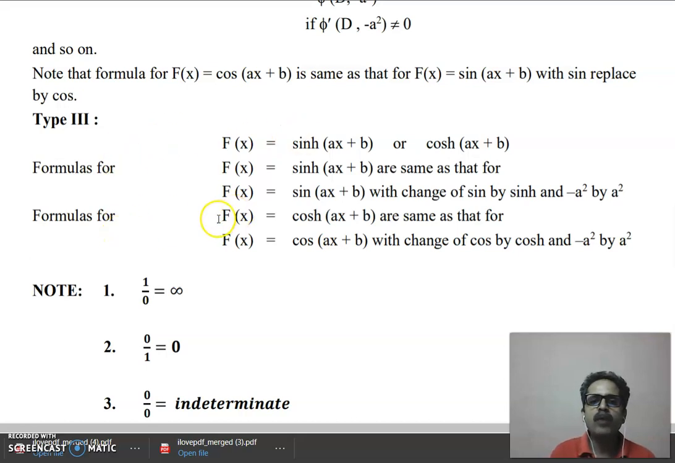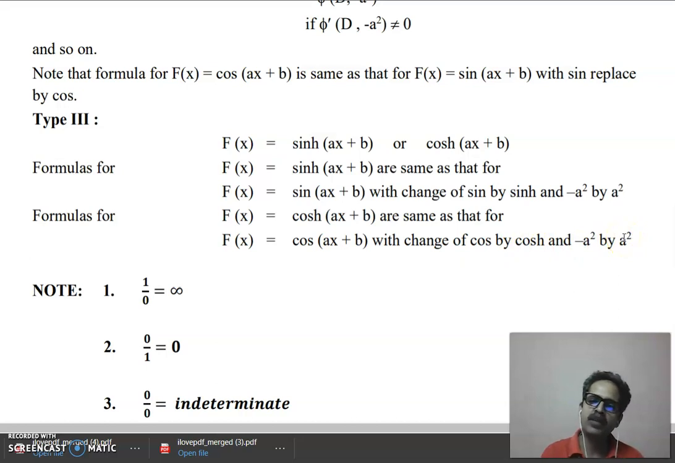Let's see now the another case when function is cosh of ax plus b. Then formulas for cosh of ax plus b are same as that for cos of ax plus b with change of cos by cosh and minus a square by a square.